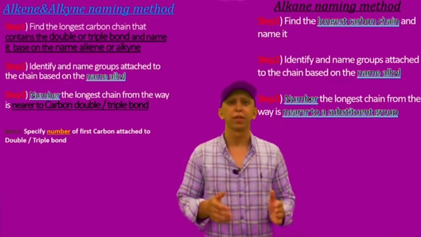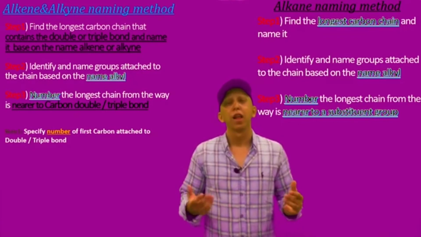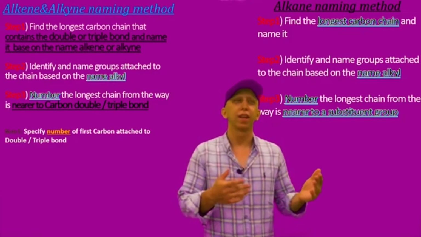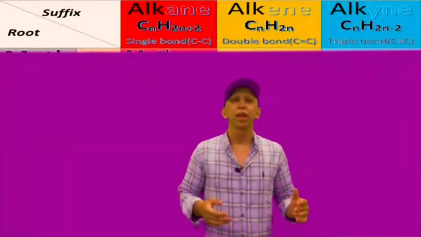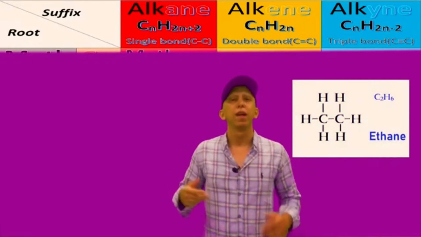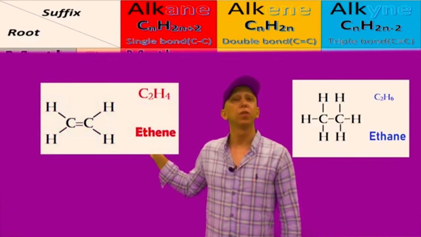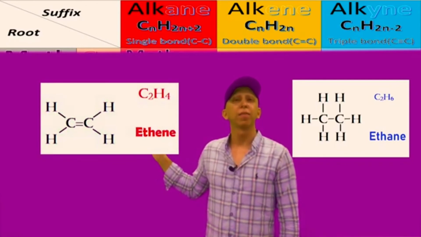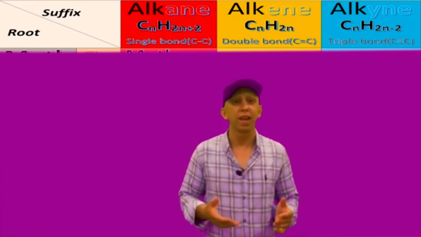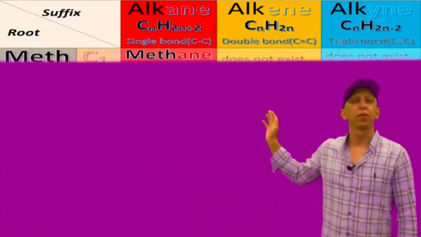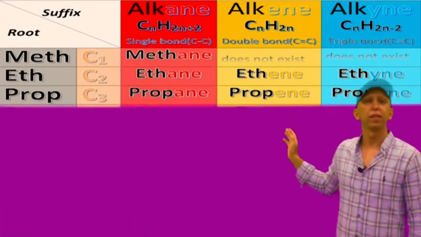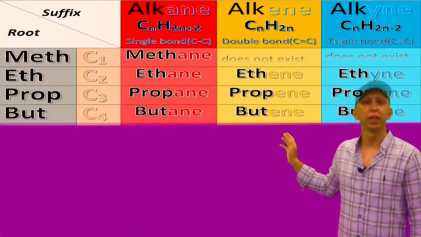But before we start naming some structures, let's find out the names based on alkene and alkyne. We know that C2H6 is ethane, but based on alkene, it changes to C2H4 and the name becomes ethene. The names of alkenes are based on this. For example, C2H4 is ethene. C3H6 is propene. C4H8 is butene.